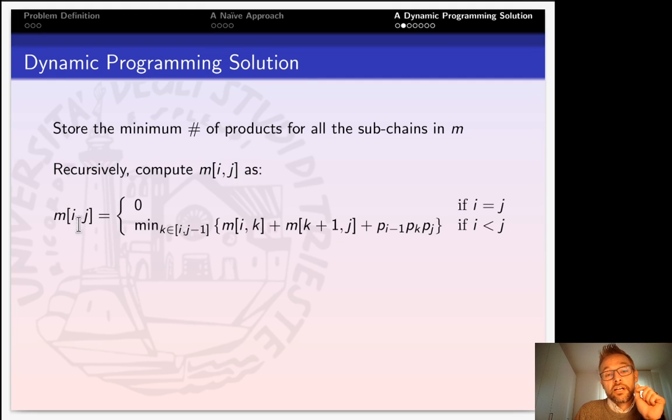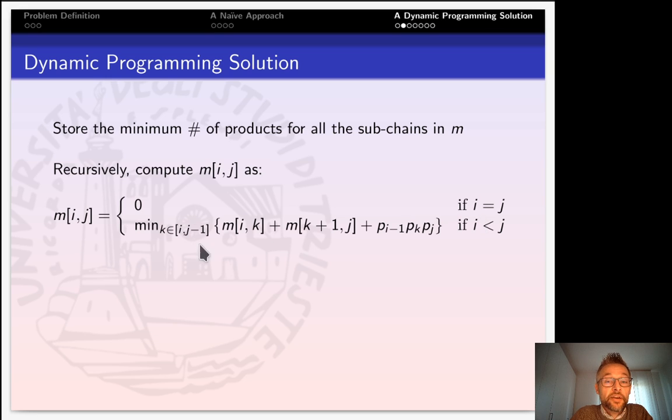Great. Now, of course, we can define it recursively, and this is quite clear. If I is equal to J, so if I'm dealing with exclusively one matrix, the number of products required to compute the matrix itself is 0. Now, what about the case in which I is smaller than J?